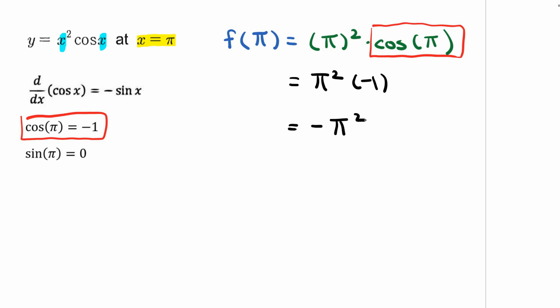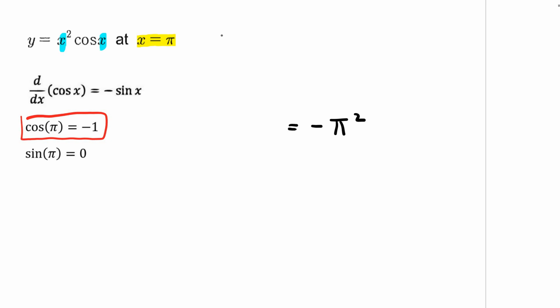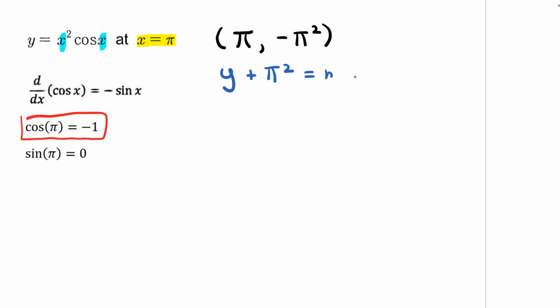Okay, so what does that really mean? Let's just erase all this, and I know that the intersection point where the tangent line meets the original graph is at the point pi comma negative pi squared. And then if we update the tangent line, it would be y plus pi squared equals m bracket x minus pi. And once again, now we need to find our derivative value, which is highlighted by the letter m there.